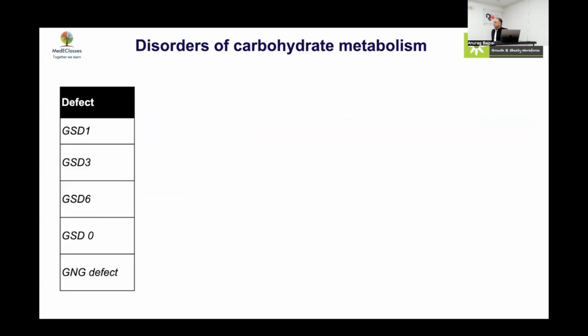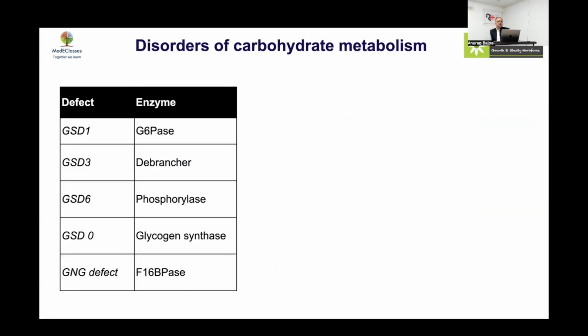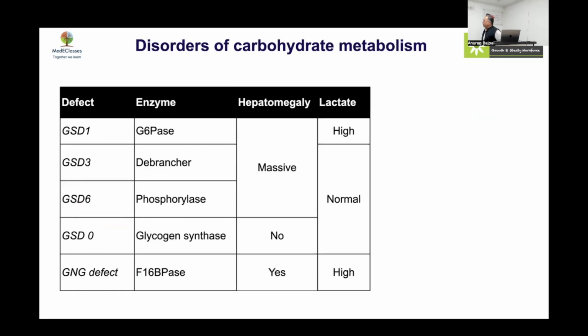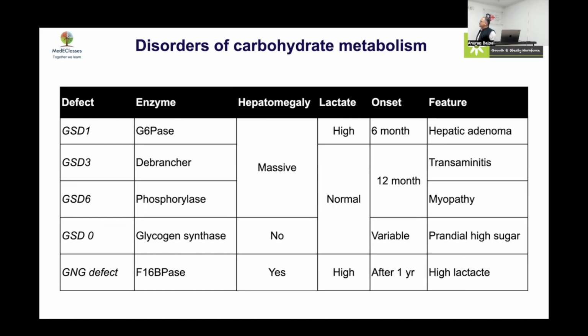It's a life-threatening condition. So if you now summarize the conditions, enzyme defects: GSD1 is glucose 6 phosphatase deficiency with massive hepatomegaly. You will have high levels of lactate, onset at 6 months, and they will develop hepatic adenoma. GSD3 is a problem of debrancher. GSD6 or 9 is phosphorylase or phosphorylase kinase, with a large liver, but their lactate will be normal. Onset is typically 12 months and you will have myopathy and transaminitis as a major presentation.